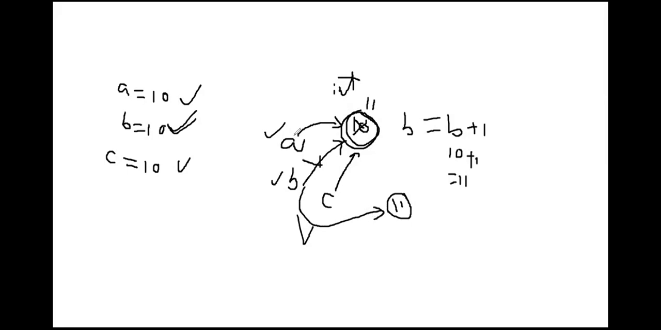Now in the same manner, a will be referenced to the 10 here and b will be referenced to the 10 here. So c will be referenced to 10 here. That means a and c are referenced to the same old 10 value, and whenever b is updating its value, a new memory location will be created. In that memory location, the value 11 will be stored. So this is the concept behind integer.